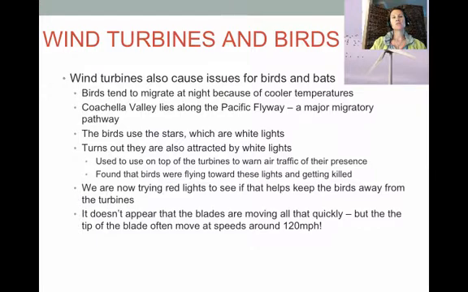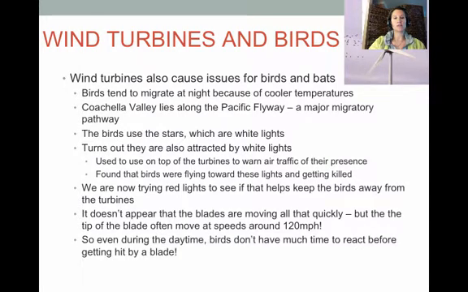Now, the other thing is during the daytime, you'd think, well, it's not a problem during the daytime. The birds can see the blades. Well, from a distance, it looks like those blades aren't moving that fast, but in reality, they're actually moving very fast. Even though you can watch it move and it looks like it's going like this, the tip of that blade can move at speeds of over 100 miles per hour, 120 miles per hour. When you're a bird flying through there, that's not time to react and get out of the way of that blade. And so birds are often taken out by those blades even during the daytime.